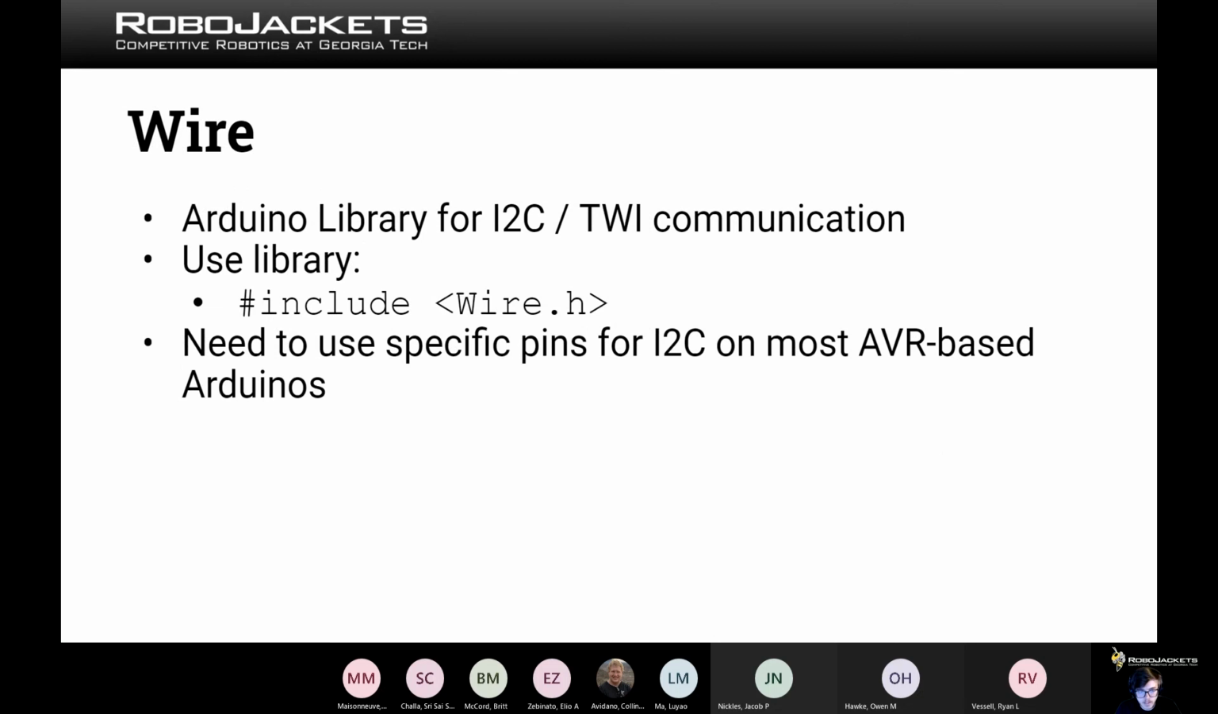The actual specific library is called Wire. It's an Arduino specific library. And oftentimes on AVR-based Arduinos, you need specific I2C pins. If you're using ARM-based Arduinos, you may have some more flexibility. But the AVR ones, which is Arduino Unos and a lot of the ones we use on our teams, have specific pins you have to use for I2C.